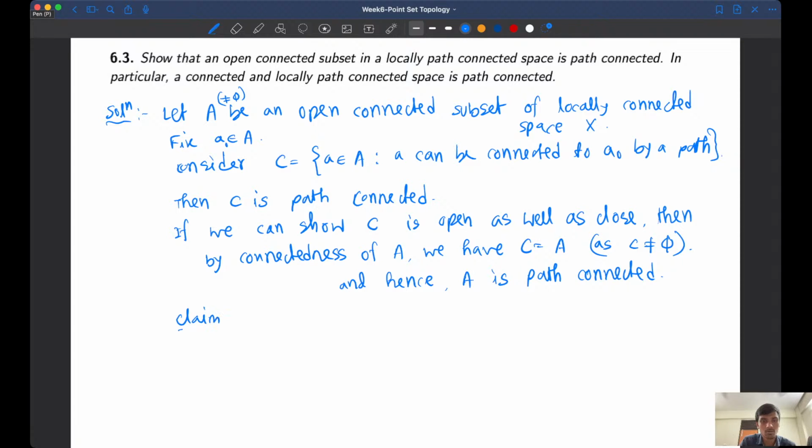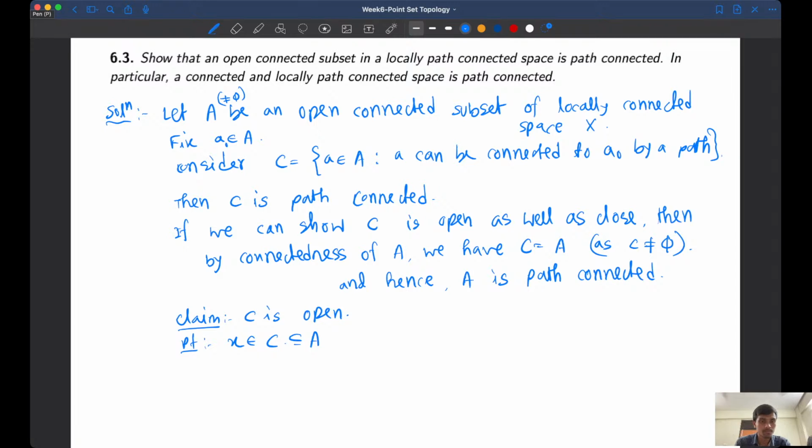C is open. So pick again a point, let's say X belongs to C. What I want: C is already a subset of A and A is open, so by local path connectedness, there exists a path connected open neighborhood around X which is wholly contained in A.